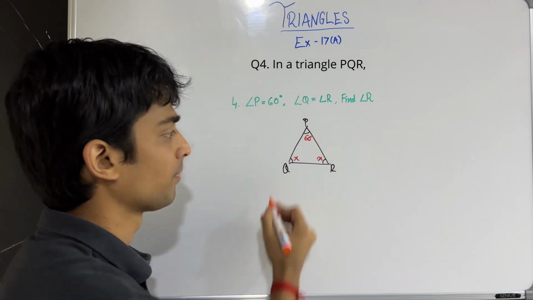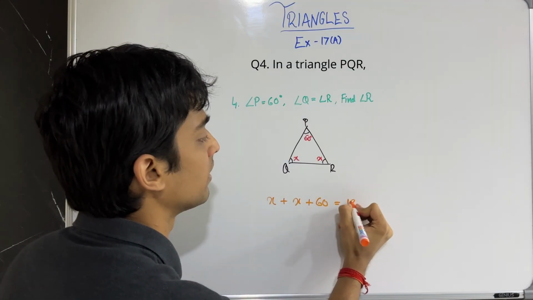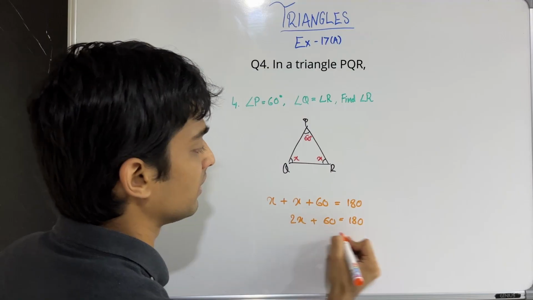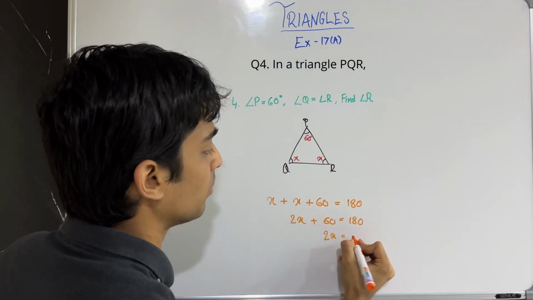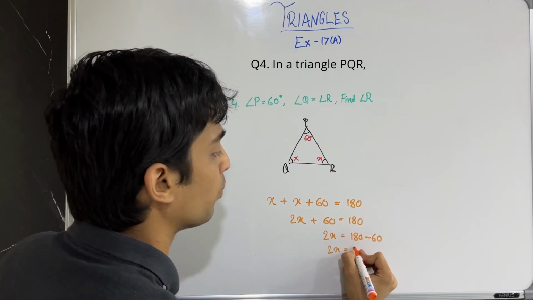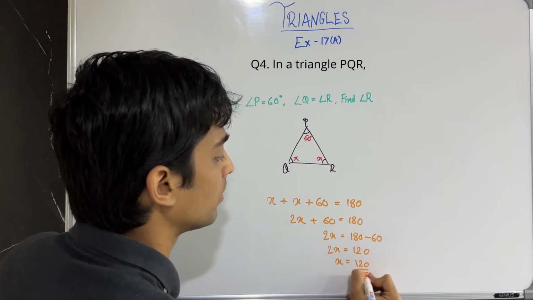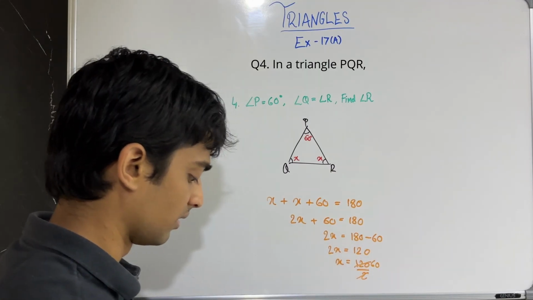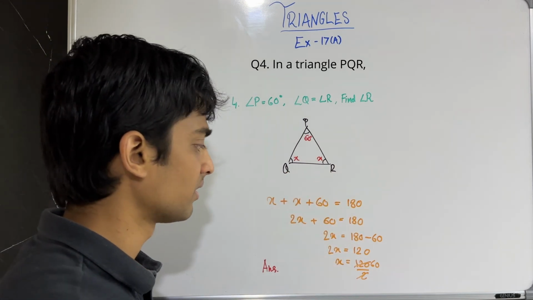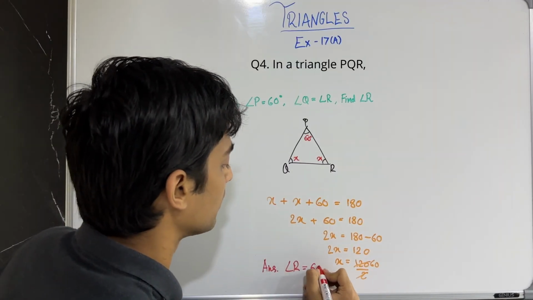Let's make an equation. So we get x plus x plus 60 equal to 180, which is 2x plus 60 equal to 180. 60 goes here. 2x equal to 180 minus 60. 2x equal to 120. x equal to 120 upon 2. So we get x equal to 60. So angle Q and angle R both are 60 degrees. They have asked angle R, so angle R is 60 degrees.